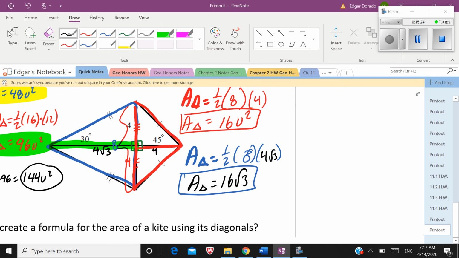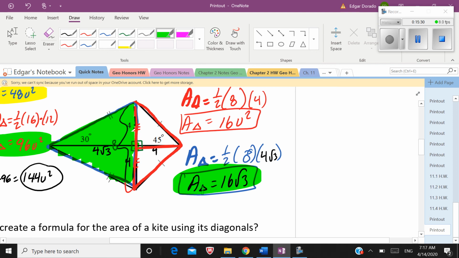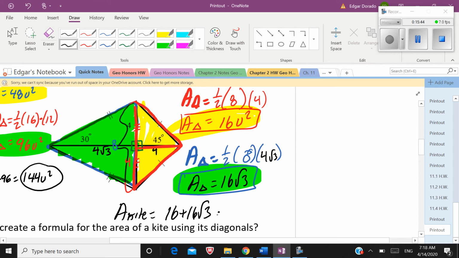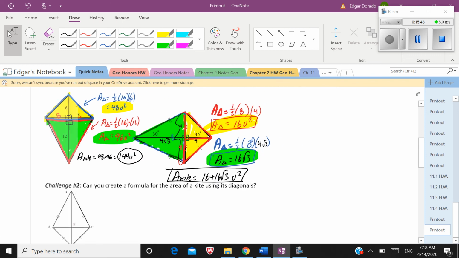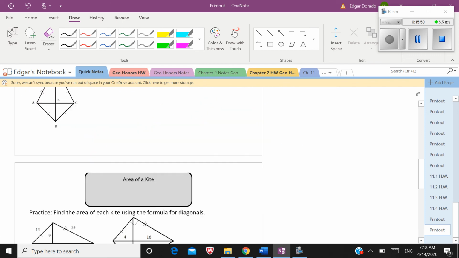But remember, guys, at the end of the day, we're trying to figure out the entire area. So the area for this blue one, 16 root 3. The area for my red triangle is just 16. Add it all up, we find the area of the kite, which in this case would be 16 plus 16 root 3 units squared. Do not forget, guys, that we're dealing with area, so always, always, always unit squared.